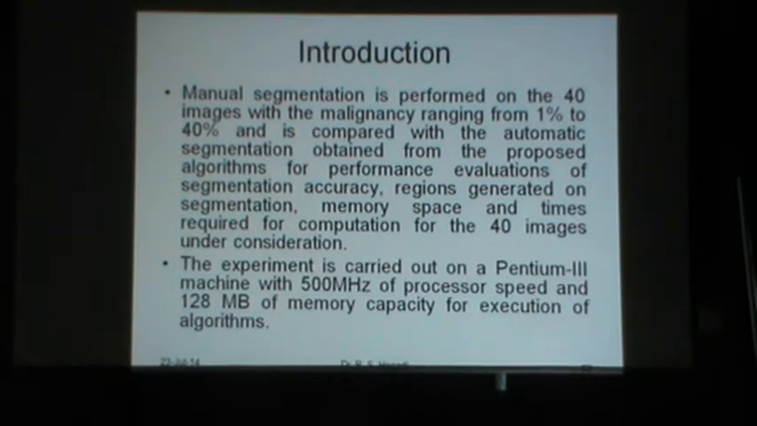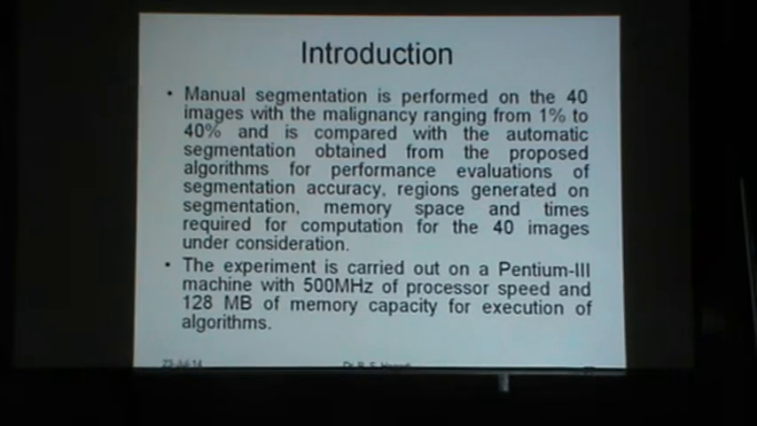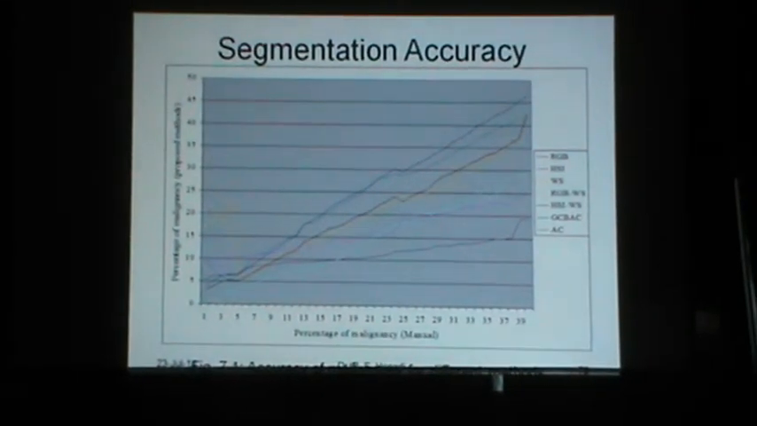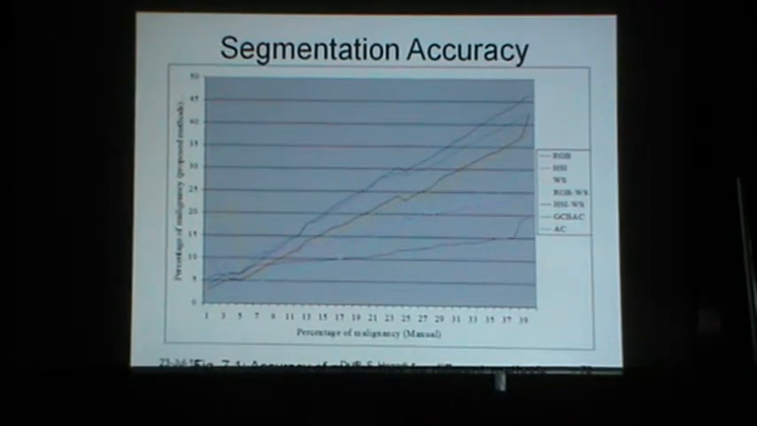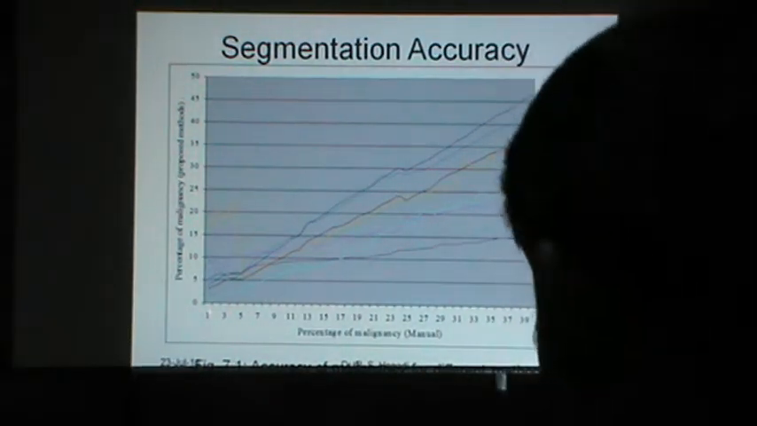As I told you, during that time we had very slow computers. We used a Pentium 3 computer with 500 megahertz and 128 MB RAM. Very slow computers, right? So if we compare the segmentation accuracy, here is the percentage of malignancy, that is abnormality, obtained manually. When we perform the same by applying the proposed technique, what is the result we got? How much was the accuracy of the results?